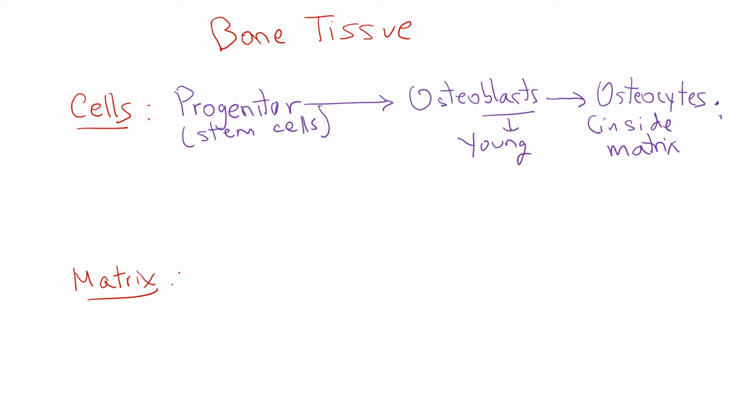Another population of bone cells present in bone tissue are called osteoclasts. Osteoclasts are not related to progenitors, osteoblasts, or osteocytes.